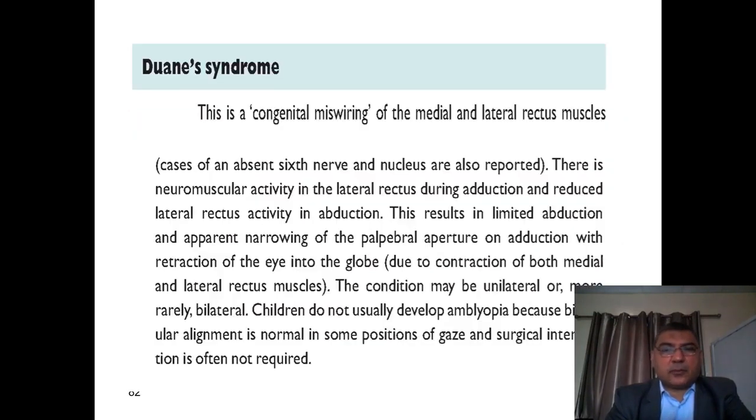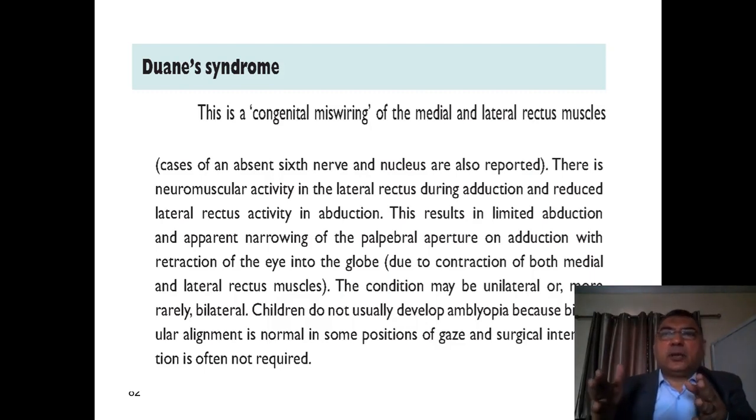Duane syndrome is a syndrome characterized by miswiring of the nerves supplying the medial and lateral recti. So when the patient tries to move his eye, for example, in adduction, there is co-contraction of the medial and lateral rectus. Usually, if you do adduction, there is contraction of the medial rectus and relaxation of the lateral rectus.